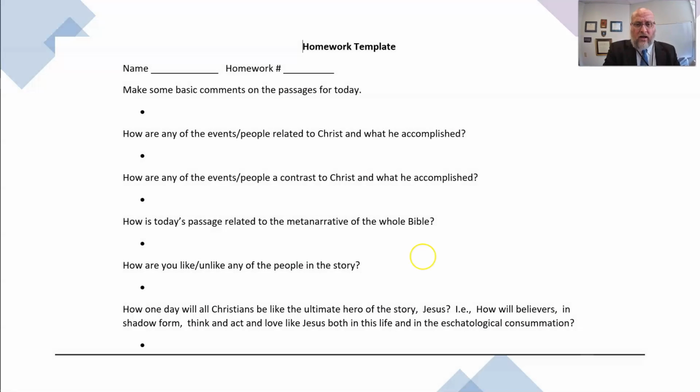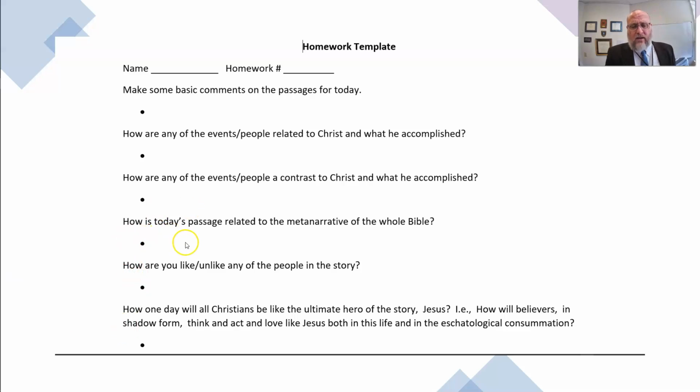And so I've given you this template, and as you go through and read the passages, make some basic comments. How are any of the events or people related to Christ and what he accomplished? Is it similar? Is it different? If the story is bad, how is the Old Testament story a contrast to what Christ did? For instance, when David stays home from battle, he falls into adultery and murder. Well, Jesus never stayed home from any battle.